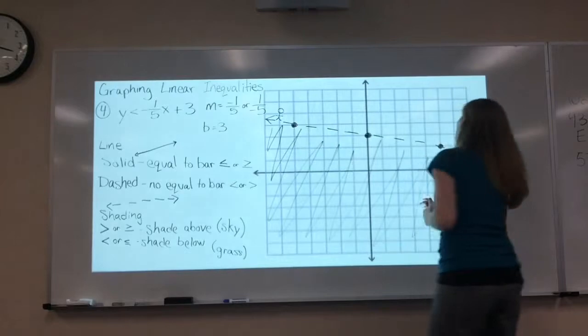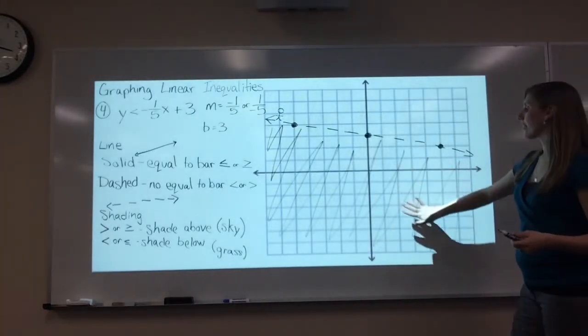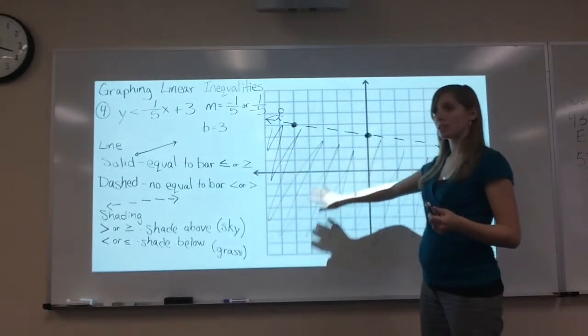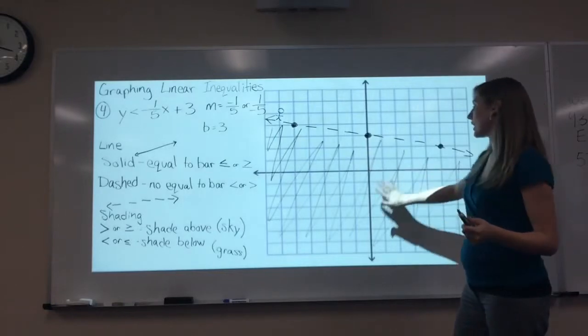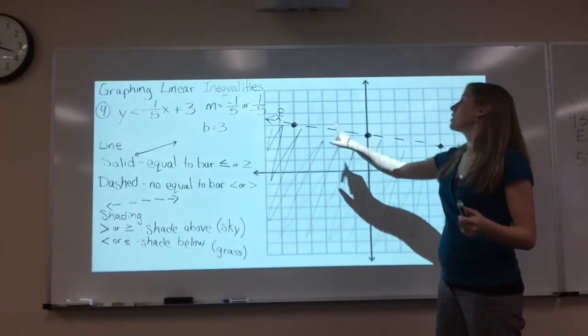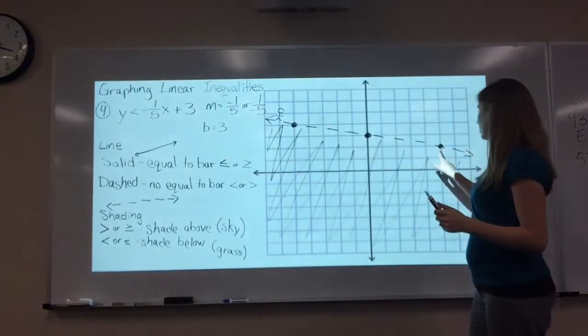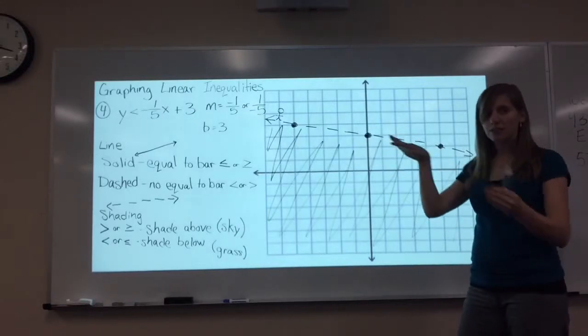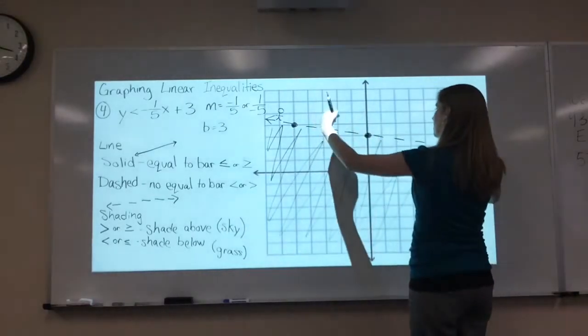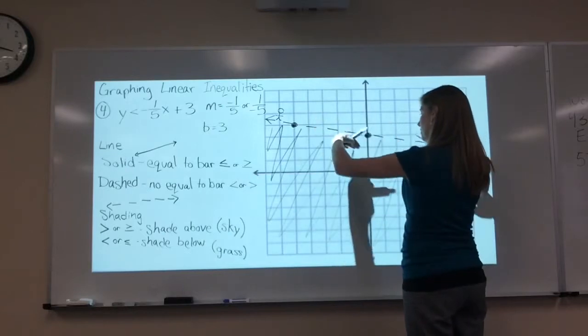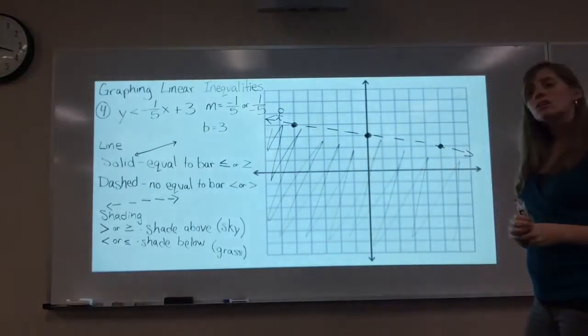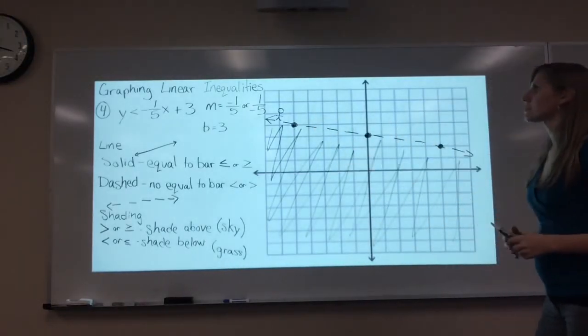So remember, the shaded area, all of these are solutions. That's why we shade it. These are all answers for this inequality. The points along the line are not answers. They're kind of a cutoff place. They're saying, hey, everything below here is an answer. Not here, but below, yes. So all of these points are solutions.